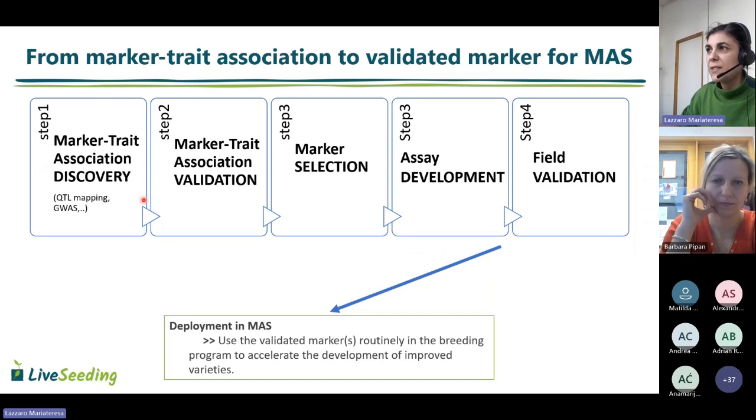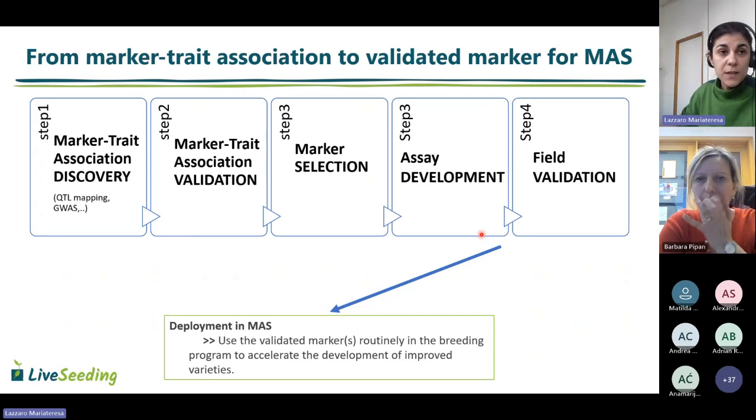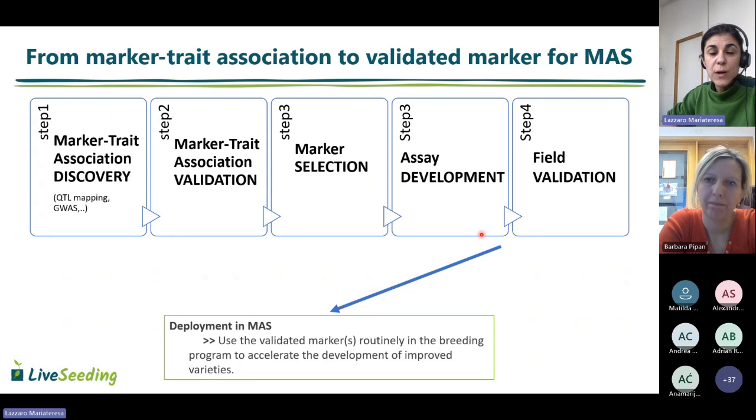After we have this step, ideally, we do confirm these QTLs, these marker-trait associations, in other environments and other genetic backgrounds, in order to be sure that they are useful for marker-assisted selection. We then select a few markers to use. According to the type of marker, we develop the assay that we are going to run in the laboratory in order to do the actual genotyping.